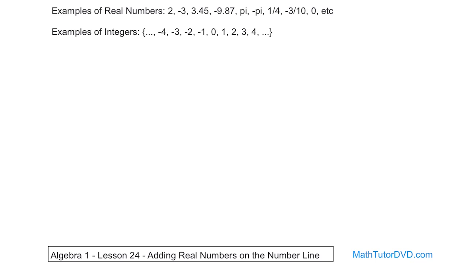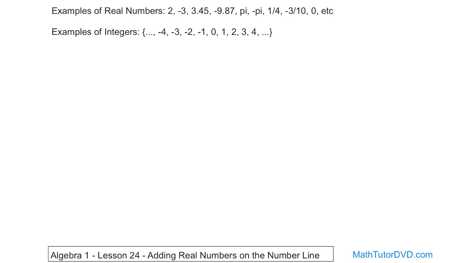Essentially real numbers are positive and negative numbers, but they can be any kind of number you can dream of. They can be whole numbers like positive 2, negative 3. They can be decimals like these. They can be infinite repeating or non-repeating decimals like pi and negative pi. They can be fractions, negative fractions, 0, etc. So anytime you see somebody talk about real numbers, it means any number you can dream of, positive, negative, or 0, including fractions and decimals, basically anything except an imaginary number, which we'll talk about later.